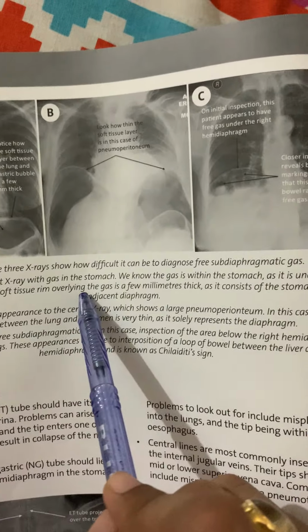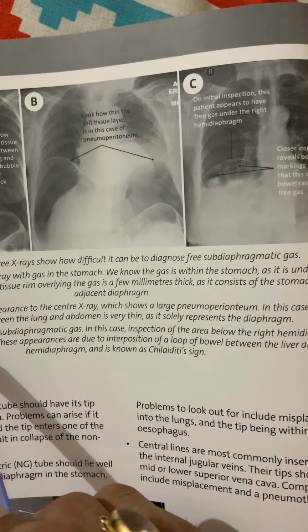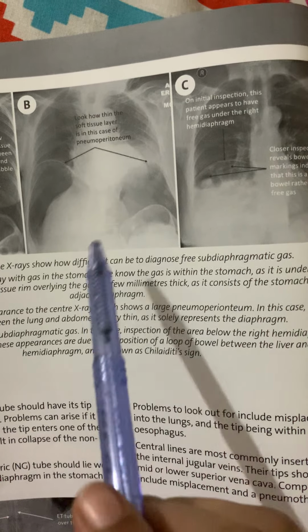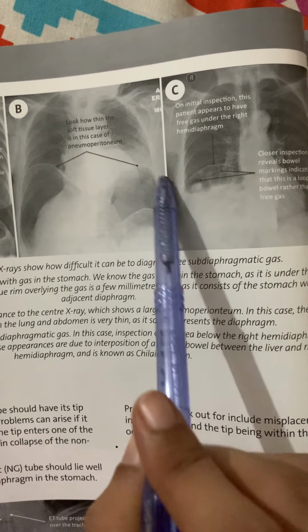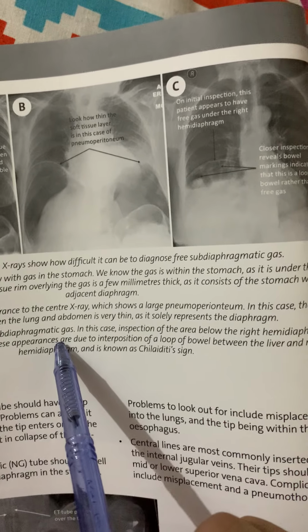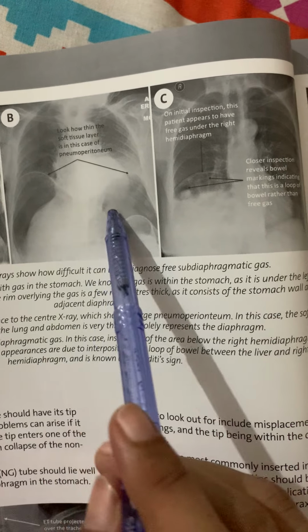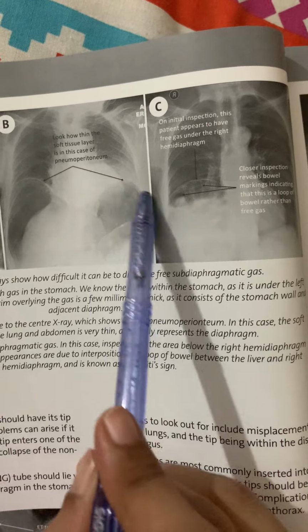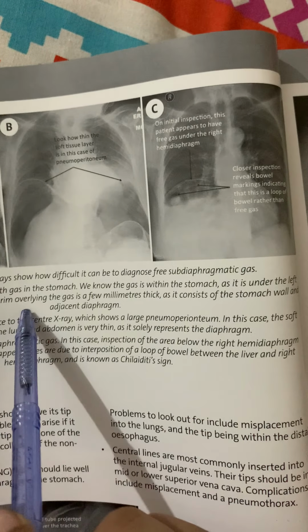Image B contrasts with the appearances in the center X-ray, which shows a large pneumoperitoneum. In this case, the soft tissue rim between the lung and the abdomen is very thin, as it solely represents the diaphragm. It is a pneumoperitoneum.